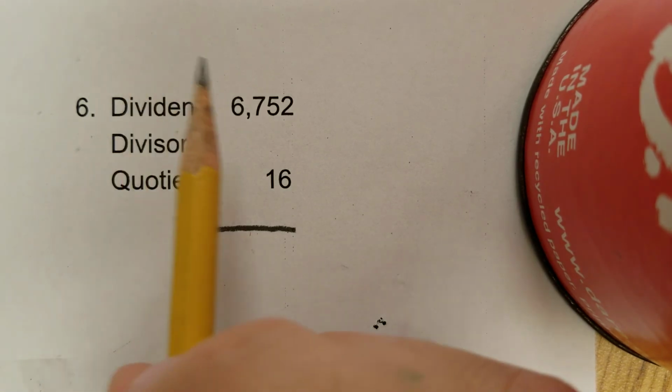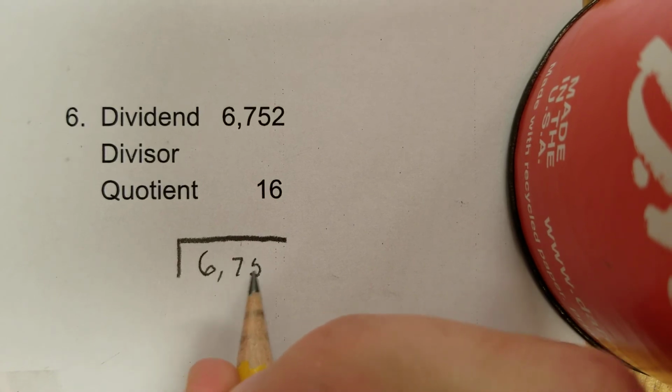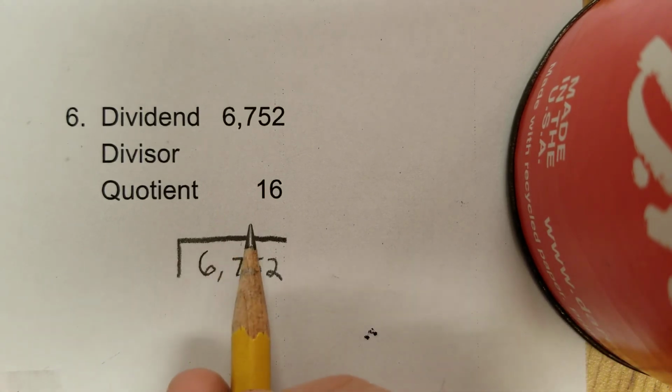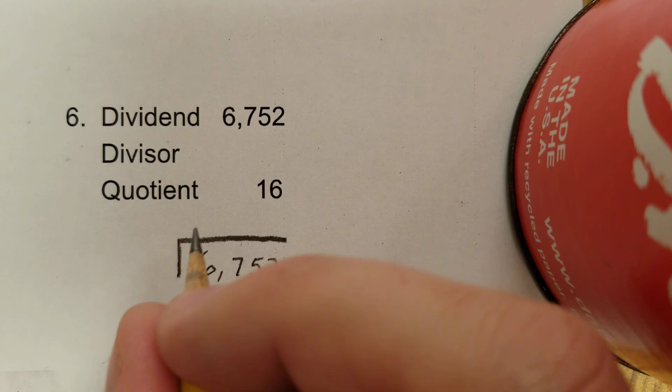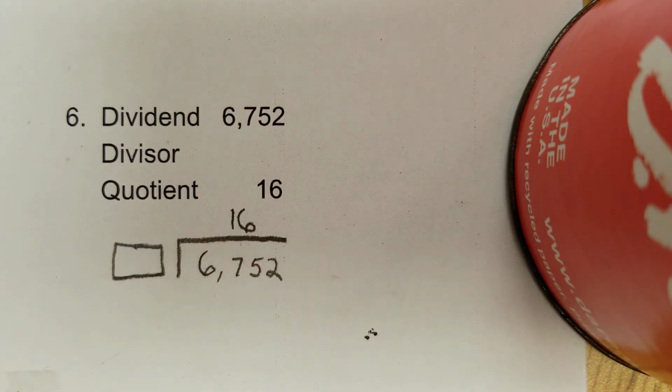Last one, dividend. That's the large group. It goes inside the box. My quotient is my answer. How many small groups? That goes on top. And we have to find this outside number, our divisor. How many is in a small group? Again, this is kind of a hard one. We don't think this way. We know it's 16 times something.